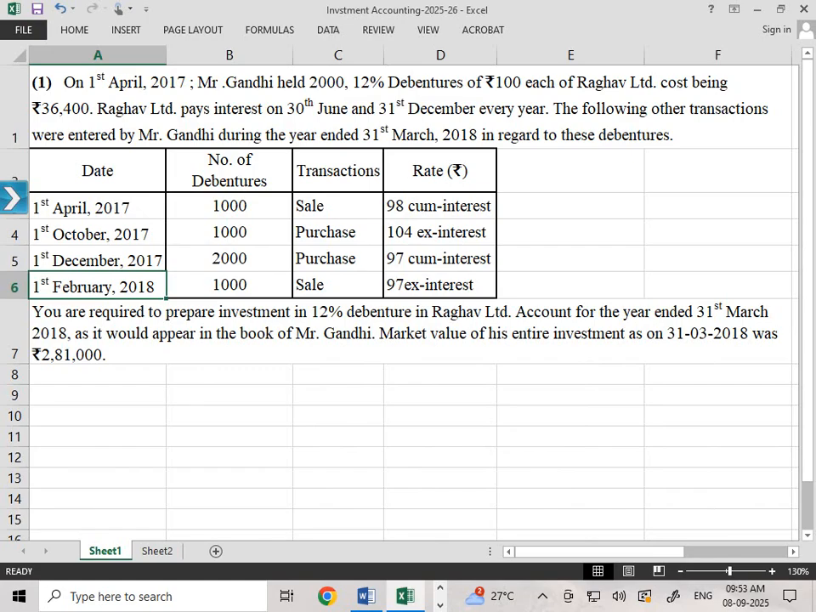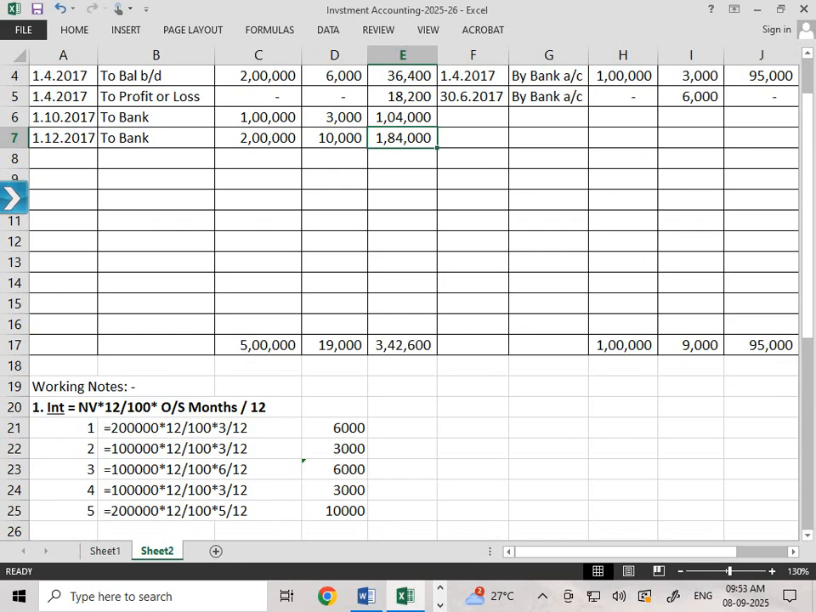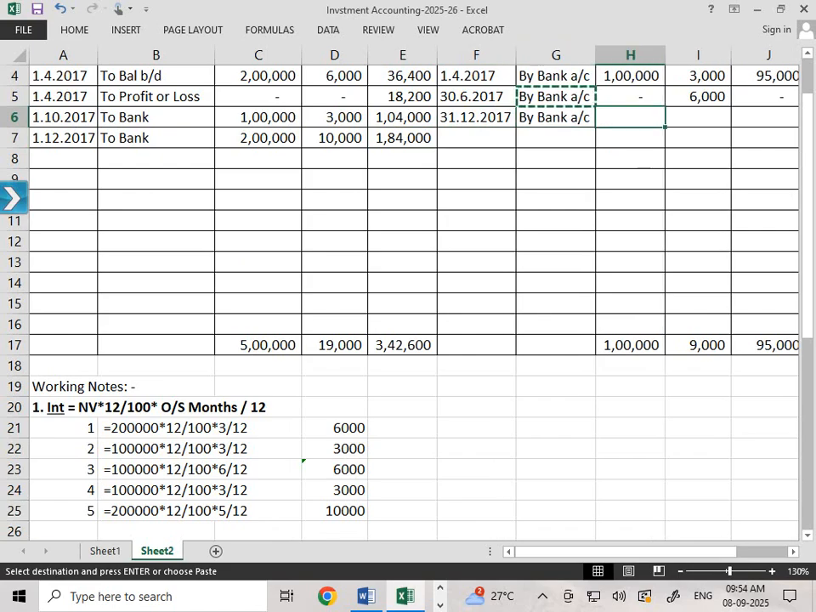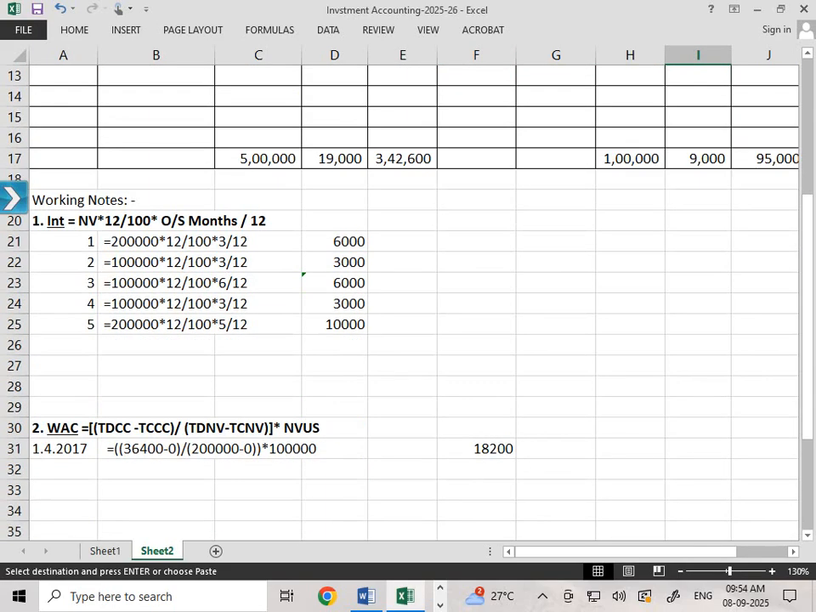Okay. Chalo. Next and the last transaction, that is on 1st February. But before 1st February, there is interest we have to calculate. So we have to receive interest. So receive interest, that is on 31st December. So write down here 31st December 2017 by bank account. Okay. Interest calculation we have to do over here.